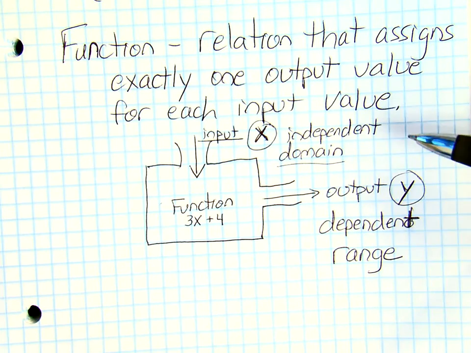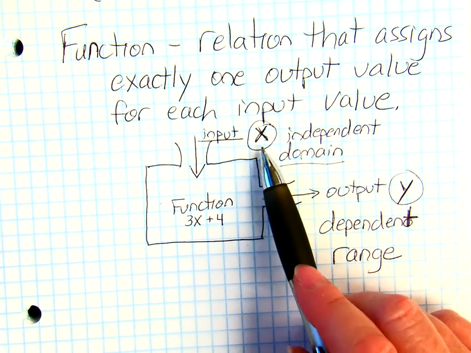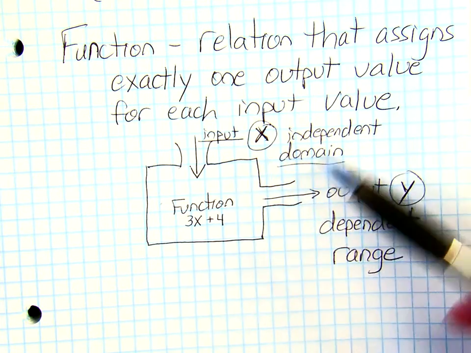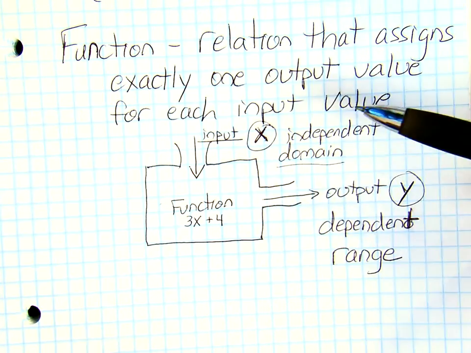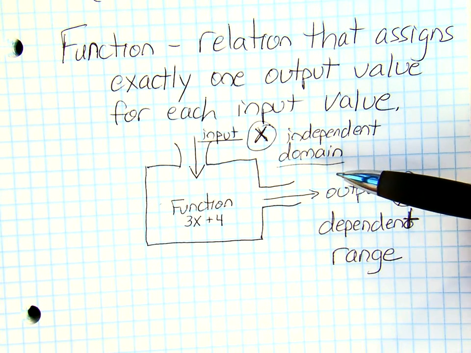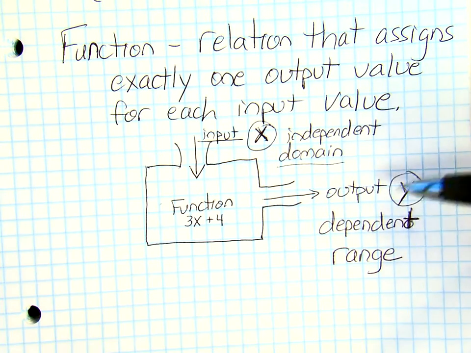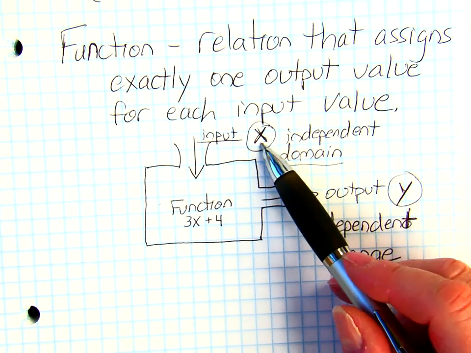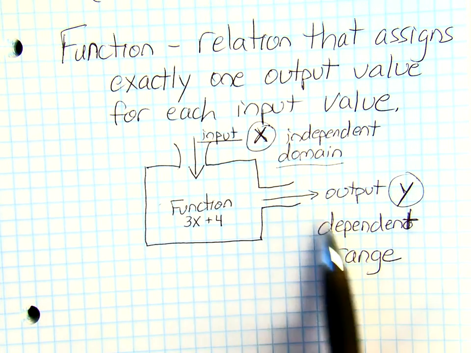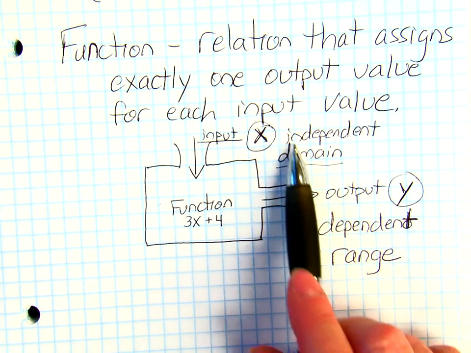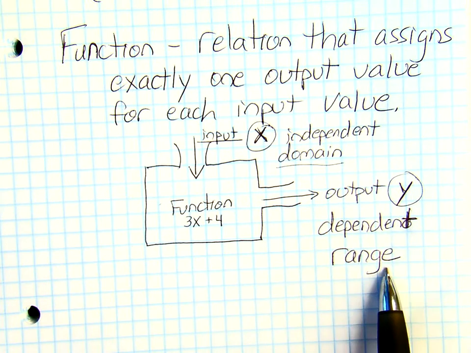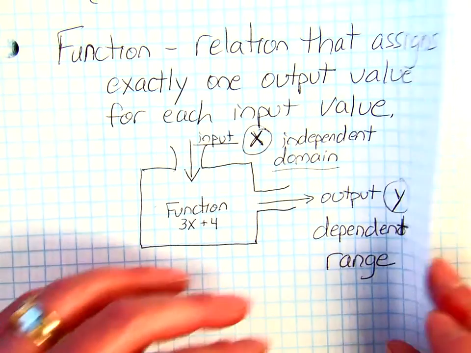Now there are other terms that I need you to be aware of. X is an independent variable. That just means that anything we want to put in for x, we can. Y, however, is a dependent variable, because y depends on what x we have put in. Our next terms to remember are that our x values are considered the domain, and the y values are considered the range.